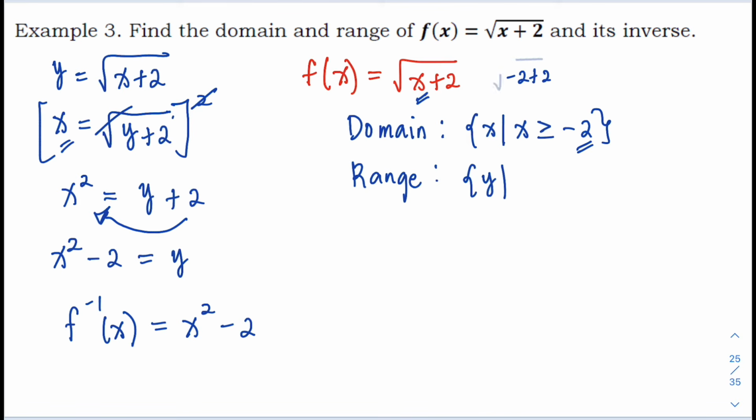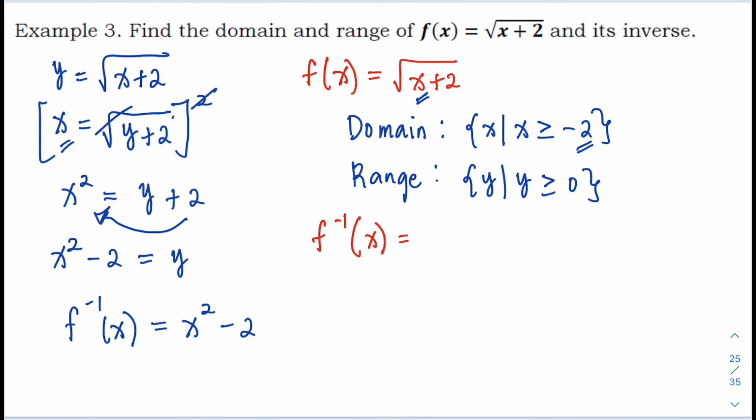Nakuha guys? So, ibig sabihin, hindi tayo magkakaroon ng negative value sa ating range. Okay? So, magsi-start yung ating range saan? Magsi-start siya guys kay 0, then pataas. Tama? Hindi naman tayo bibigyan ng negative values ng ating square root. Okay? So, pag na-identify na natin yung domain and range ng ating f of x, pwede na natin guys makuha yung domain and range ng ating inverse function.